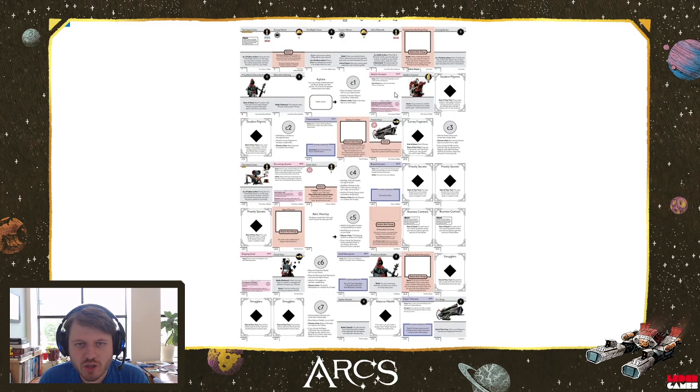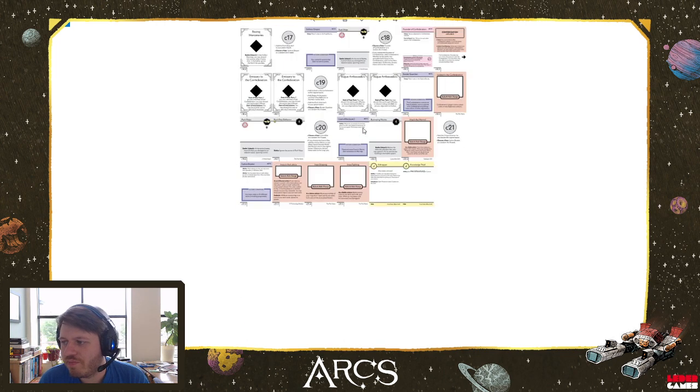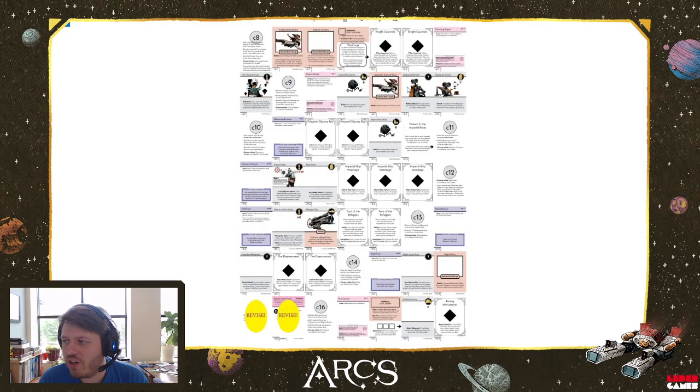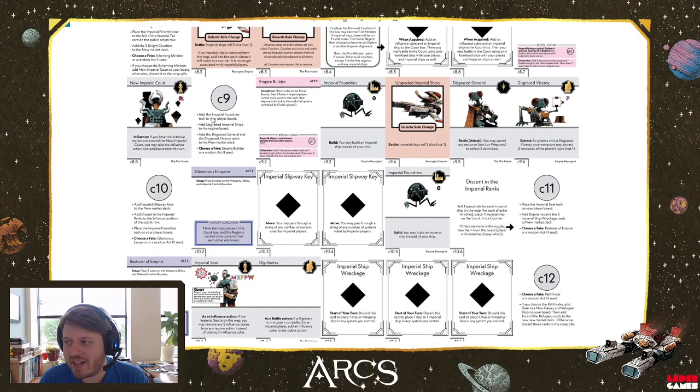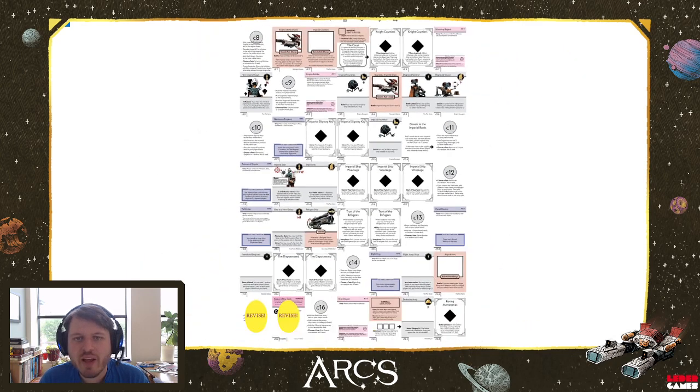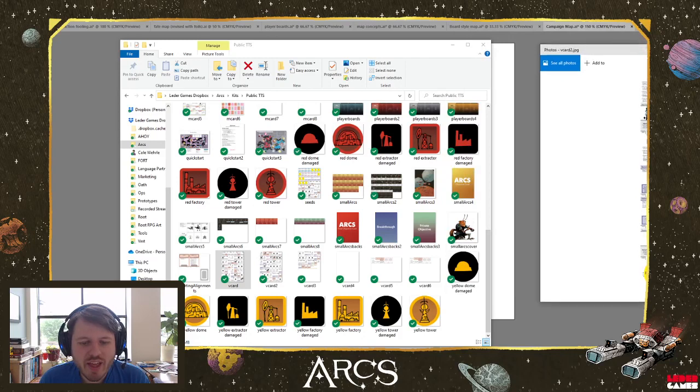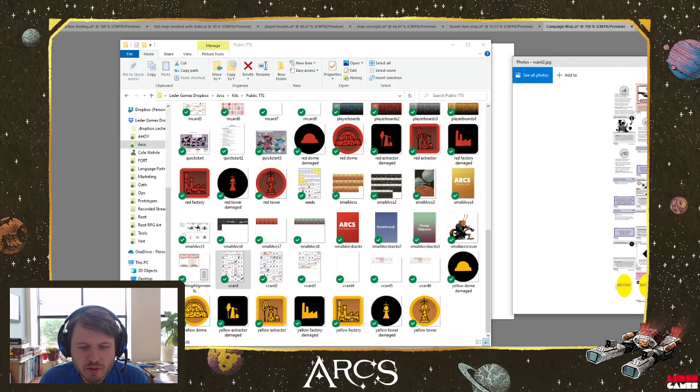So here's page one. Let me see how this is looking on OBS so you guys can see it. Yep. So here's page one. Here's page two. Here's page three. This is about 125 cards, and it's all of the cards currently designed for the campaign mode. And so you'll see that this is packet C9. Here are the cards associated with C9 behind it. And then we have other cards too, which we'll talk about later.